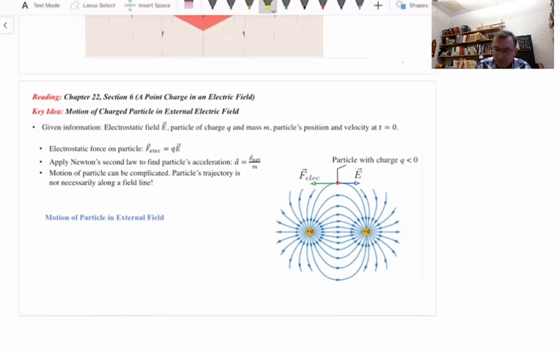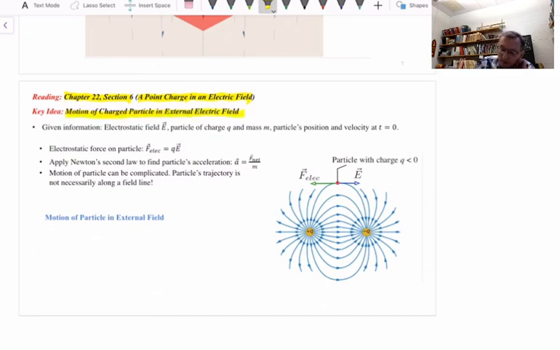get used to it. We want to talk now, chapter 22, section 6, about what happens when you take a point particle with charge and place it in an electric field. Basically, we want to be able to predict how that particle will move. That turns out to be very important in physics applications, right? So the key idea is the motion of a charged particle in what's called an external electric field.